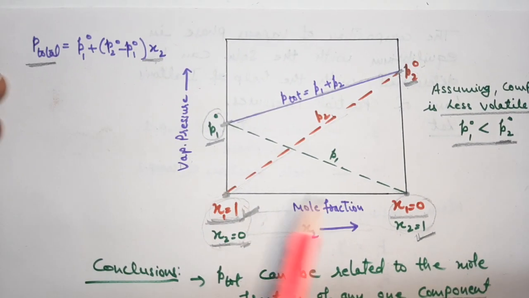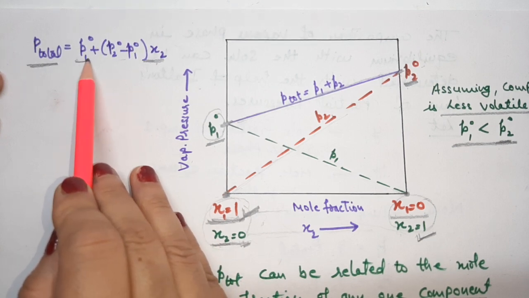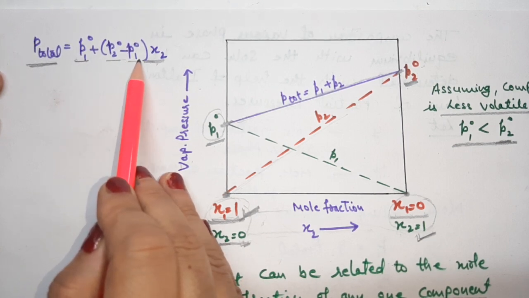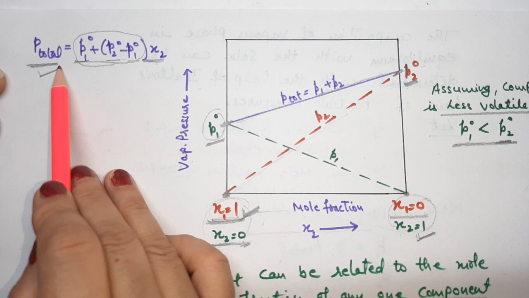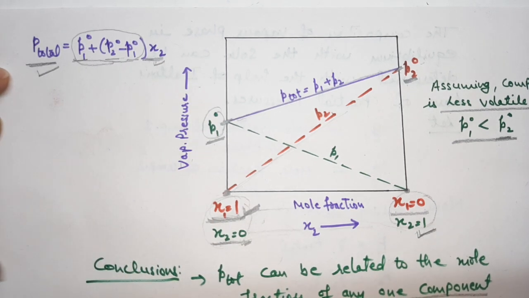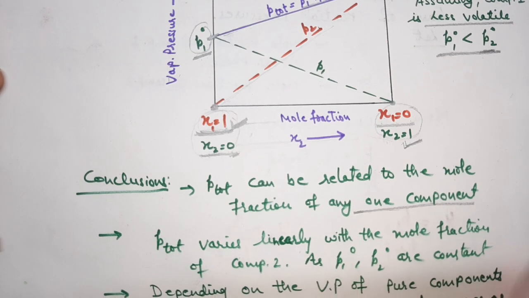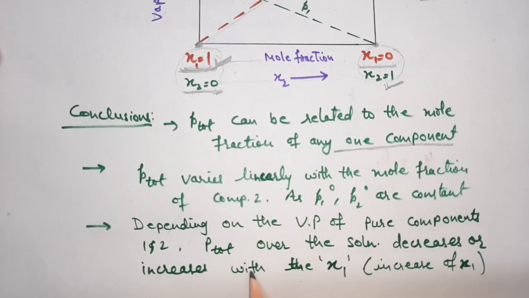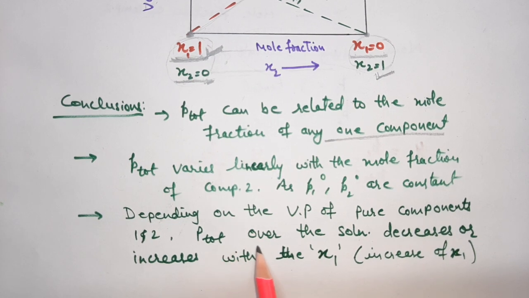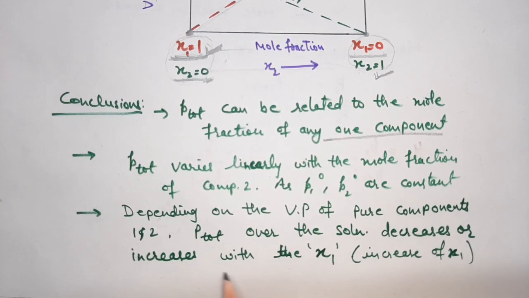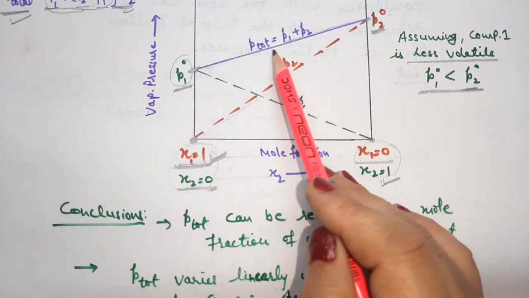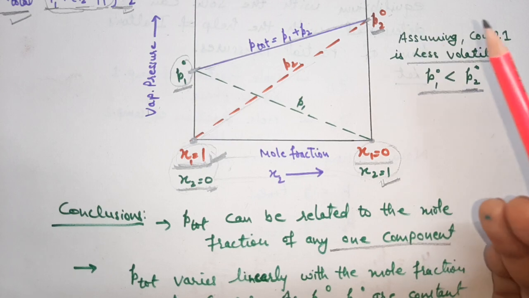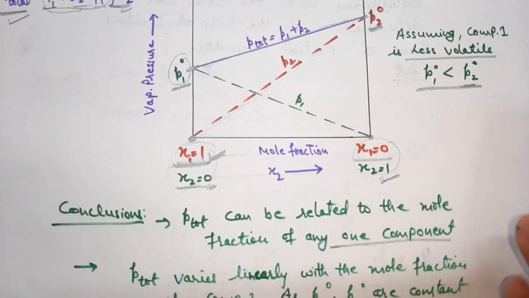See again, in this expression P1 node is constant, P2 node is constant, so this whole term is constant. That's why we can say that P total relates linearly with the composition, or we can say the mole fraction of component 2. Then, depending on the vapor pressure of the pure components, P total over the solution decreases or increases with the increase of mole fraction 1. As I already told you from the graph, the value of P total increases or decreases with the increase of mole fraction 1.